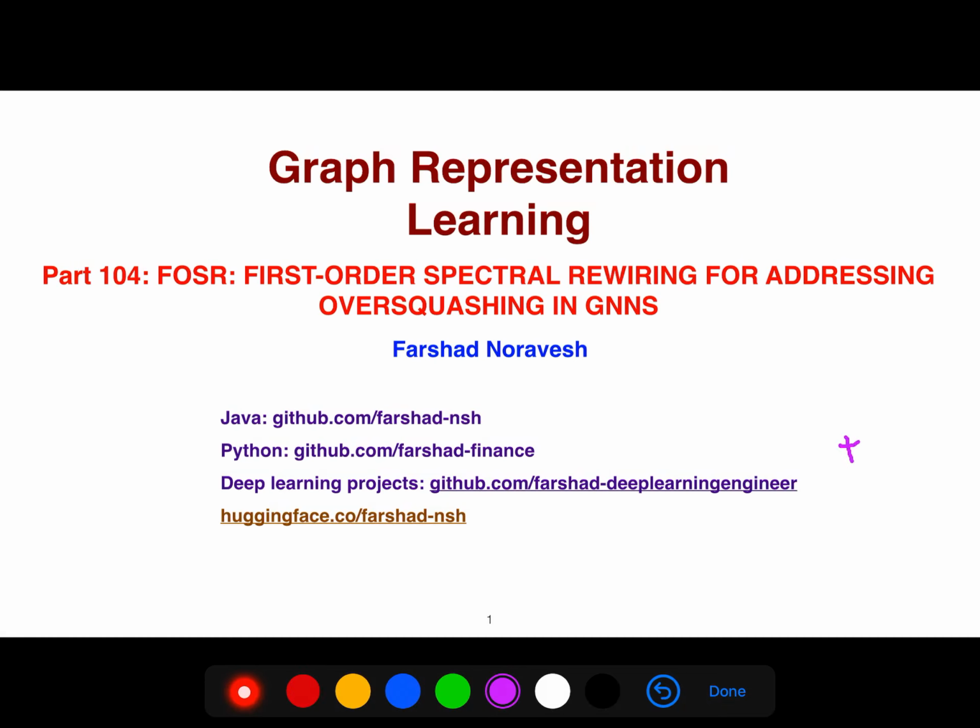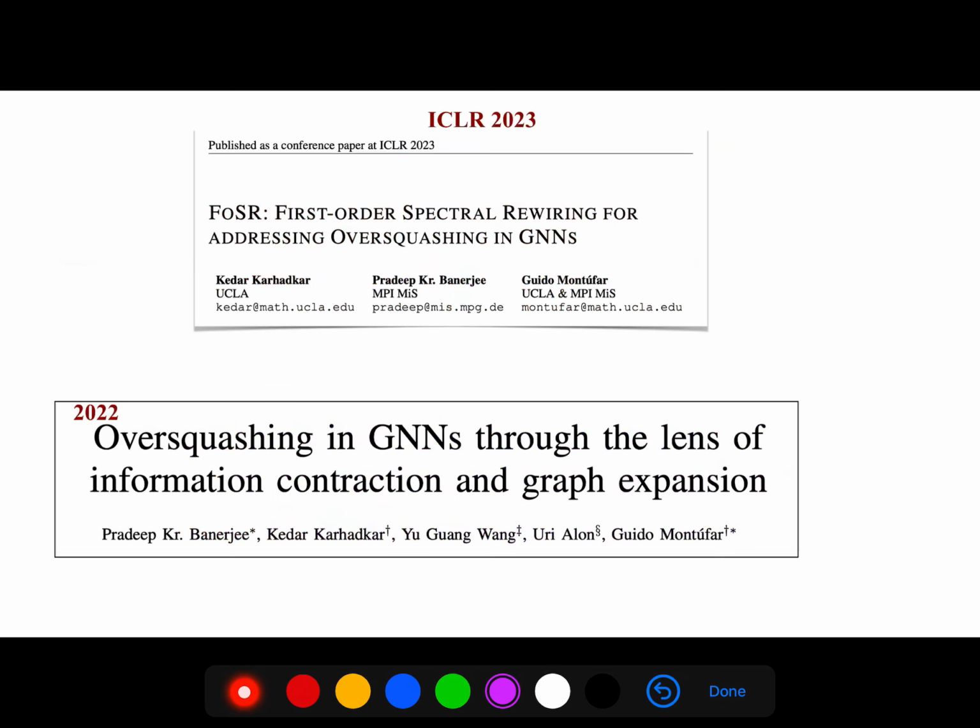Alright, so in this video I'm gonna be explaining another important paper with the title FOSR, First Order Spectral Rewiring for Addressing Oversquashing in GNNs. This ICLR paper in 2023.